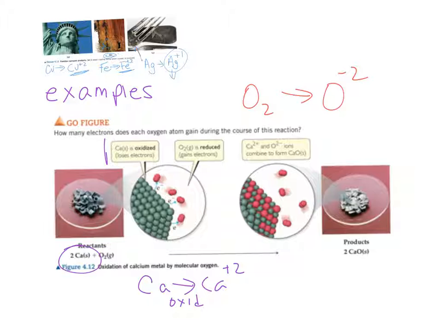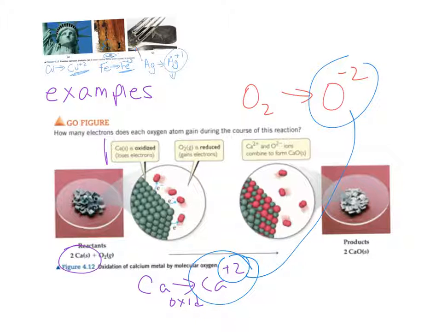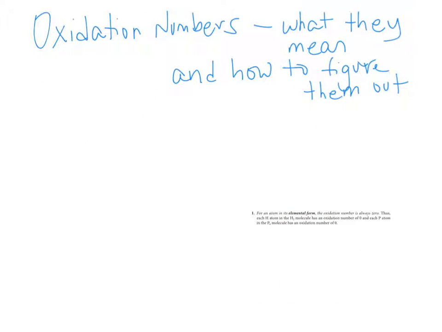And so then this combines with this because you have plus 2 and minus 2 and they make an ionic compound, which is CaO. And that is the tarnish that you see. So this is how it happens on the particulate level.